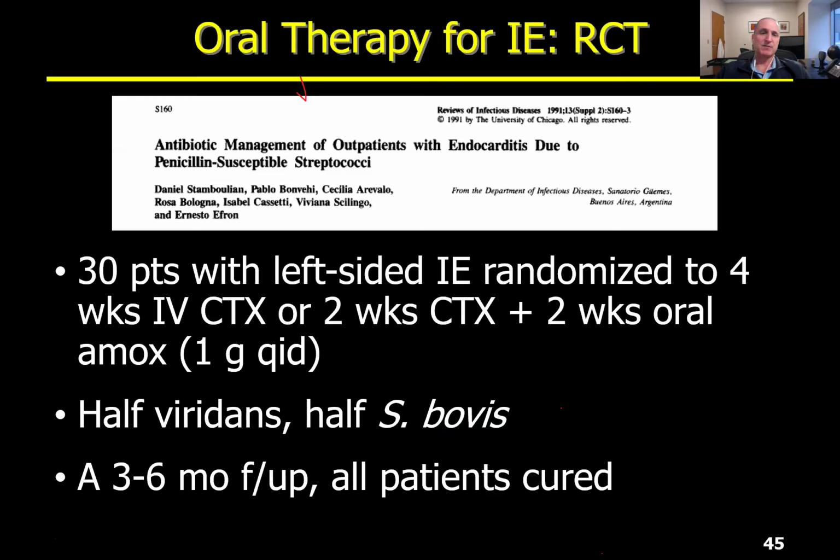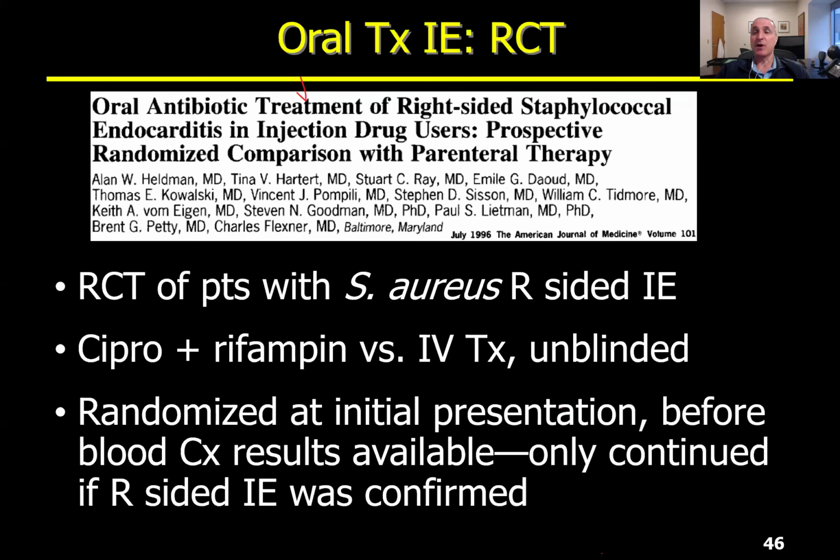The first randomized control trial is 1991, all strep, Viridans strep, not that hard to treat. And so 30 patients were randomized, everybody was cured, no difference in IV oral therapy for this disease. The second randomized control trial was all staph, 100% Staph aureus. This is the Johns Hopkins studies in patients with a history of injection drug use, who presented to the ER with a fever and a suspicion of endocarditis. They had a murmur or some other reason why the ED physician felt there's a risk of endocarditis here.